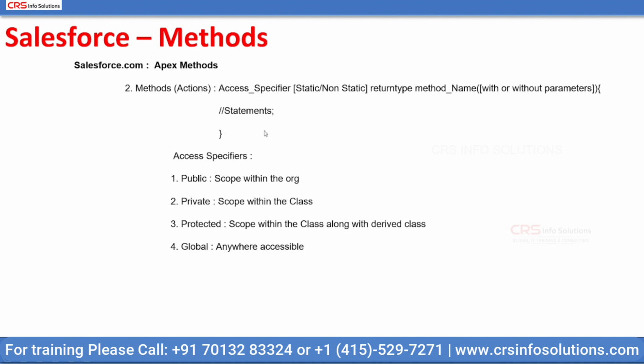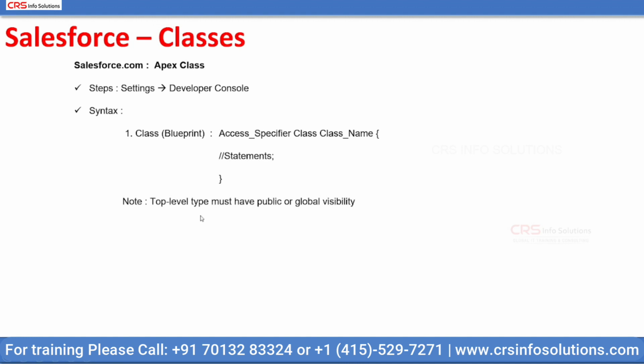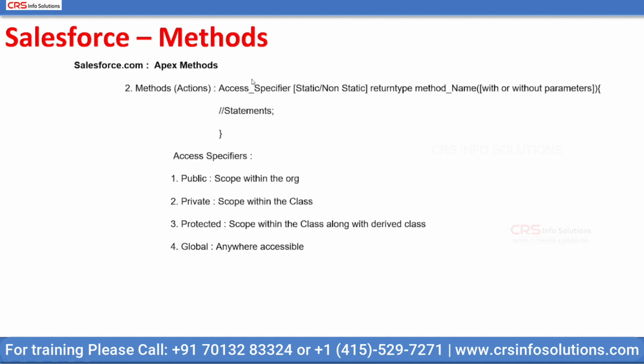In the last class, we spoke about access specifiers. We have four types of access specifiers. While writing the class, only public and global access specifiers are allowed. For a top level type, like if you take the class, it must be public or global. So whenever you write a class, it should be public or global. But whenever you write methods, it can be anything: public, private, protected, or global.